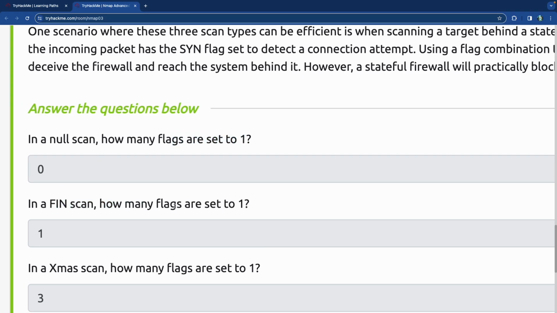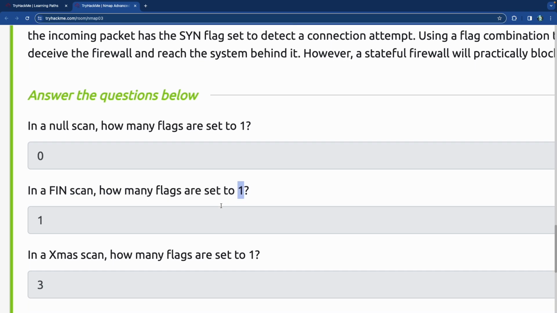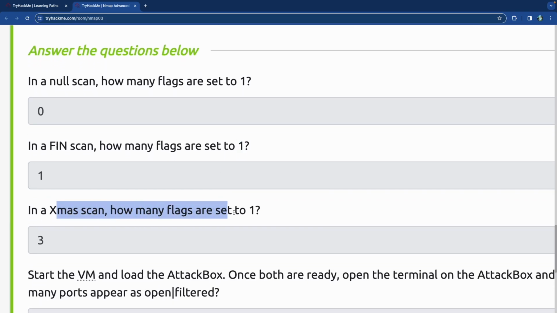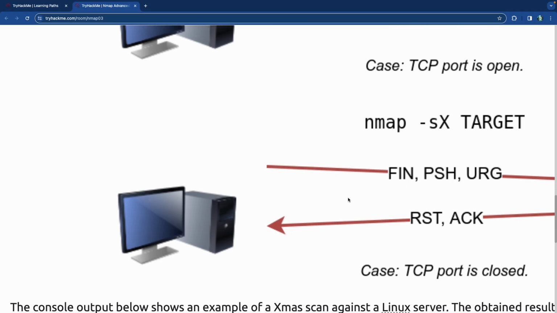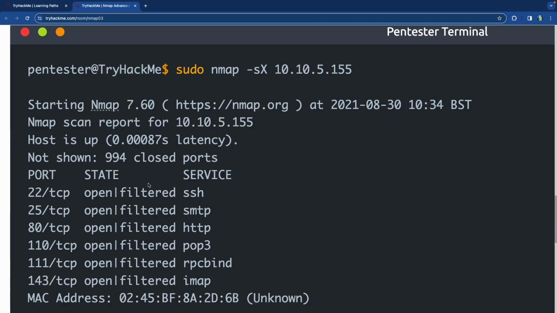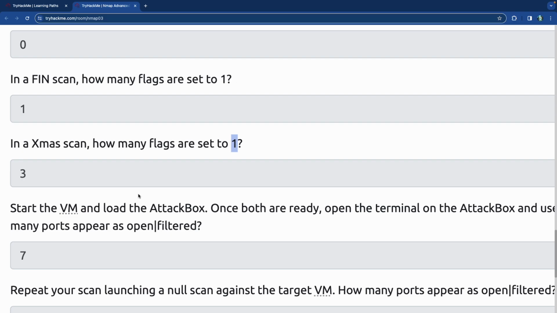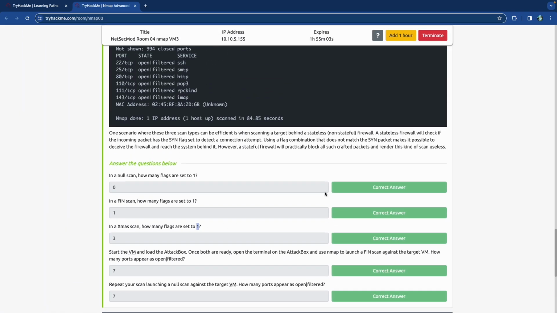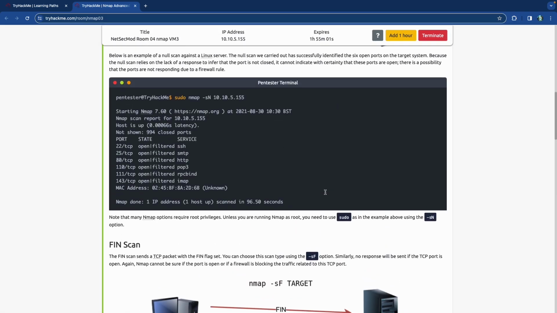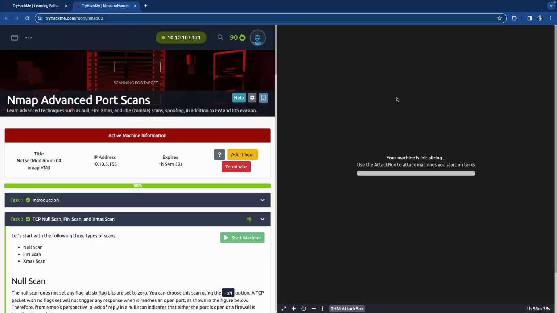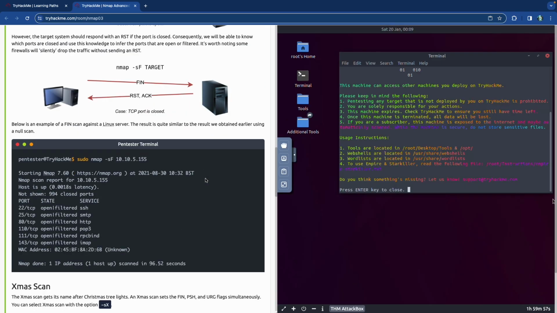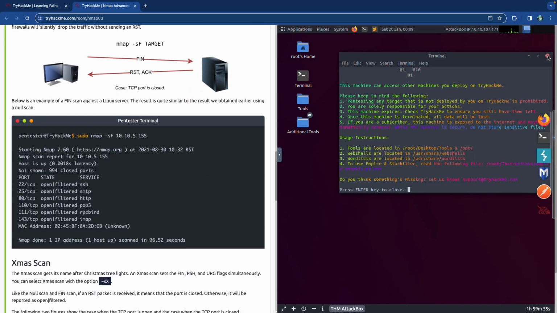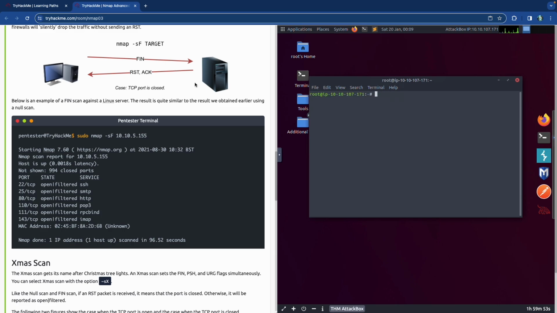In a FIN scan, how many are set to 1? It would be 1, which is the FIN flag. In an Xmas scan, how many are set to 1? It is the FIN, PUSH, and the RESET, or is it FIN, PUSH, and URGENT, excuse me. FIN, PUSH, and URGENT flags are set to 1. So start the VM, load the attack box, and let's scan these things. By now, we should have the attack box up and running, and it should be available right there. And there we go. We have our attack box. We're going to open up a terminal.